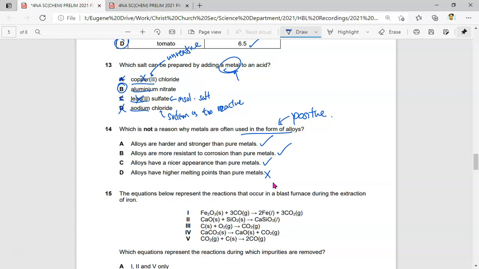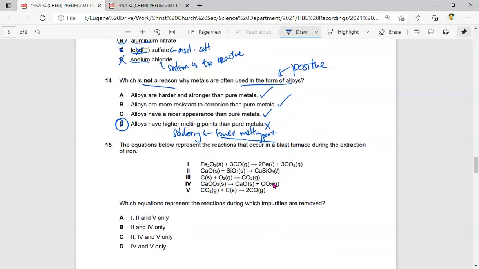Why do we use alloys with low melting points? Actually, for soldering. In soldering, you mix two metals together to lower the melting point. For soldering, you need something with a low melting point, but yet it can still conduct electricity. So soldering uses alloys which, when you mix the two metals together, have a lower melting point. Therefore, answer D is the correct answer because it is not a reason why alloys are used.